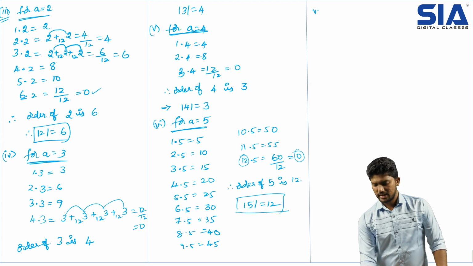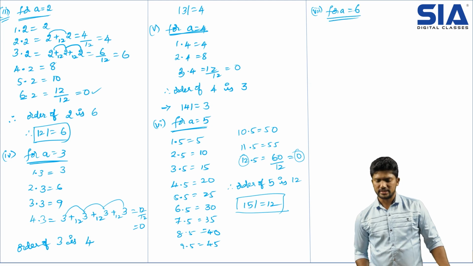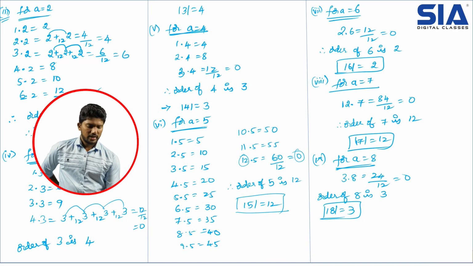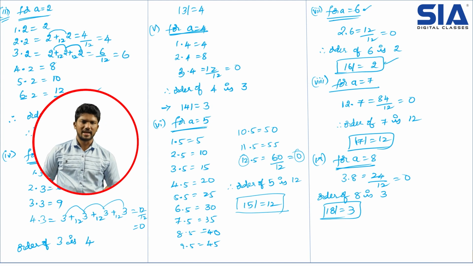Next, the seventh value, for a is equal to 6. Now for order of a is equal to 6, if you start with 1 into 6, 6, and next 2 into 6, 12. 12 by 12 is equal to 0. So therefore order of 6 is equal to 2. Similarly, order of 7: 12 into 7 is 84. 84 by 12 is equal to 0. Therefore order of 7 is equal to 12.